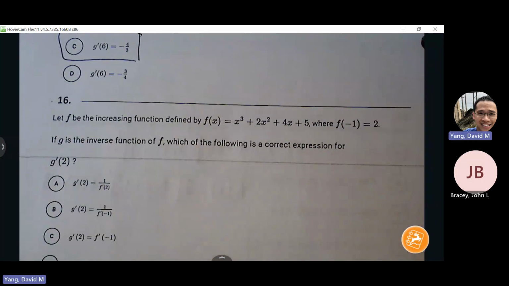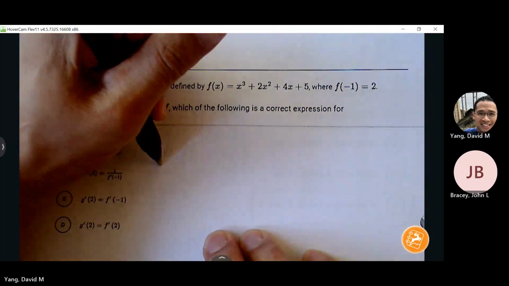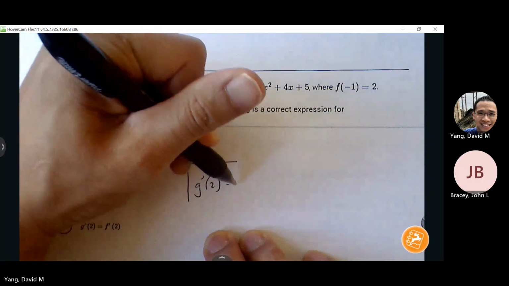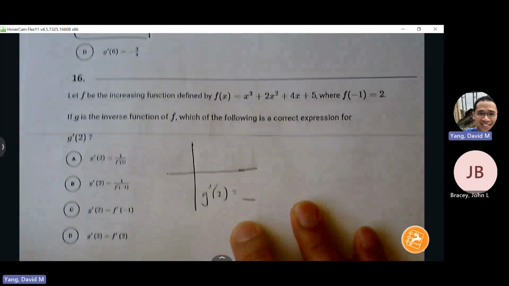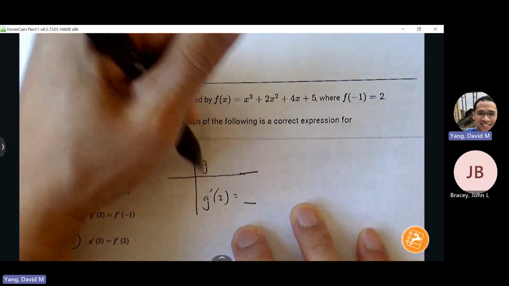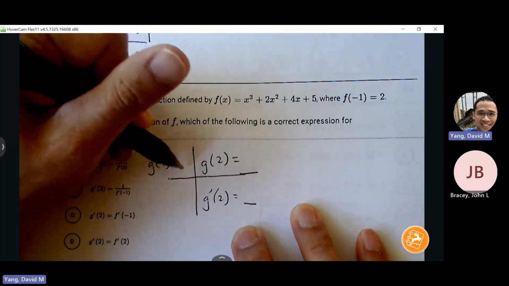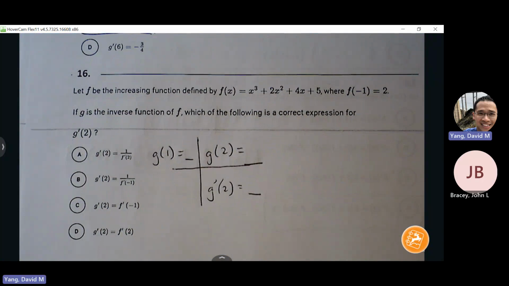Okay, 16 is a more traditional derivative of an inverse at a point. I want to find g prime of 2. I know 2 is the x value of my g function, which is also the y value of my f function, sorry.